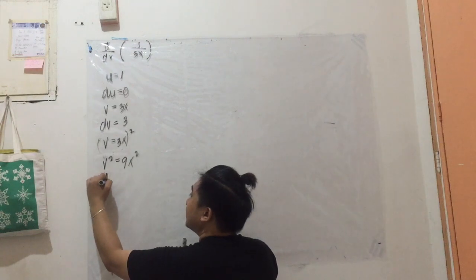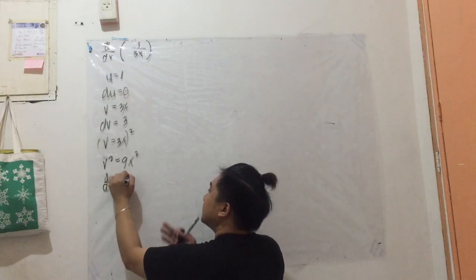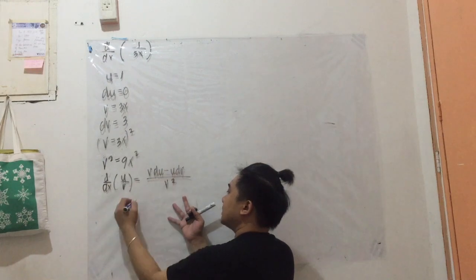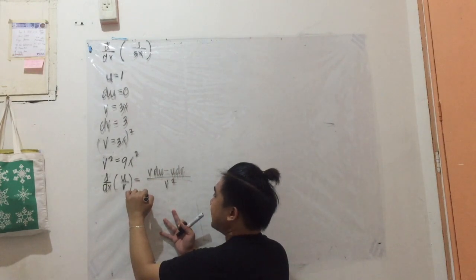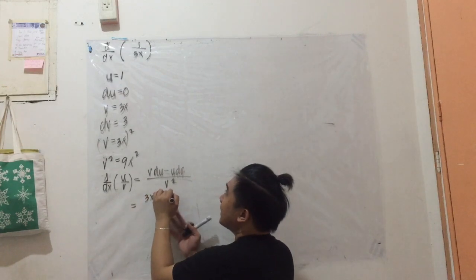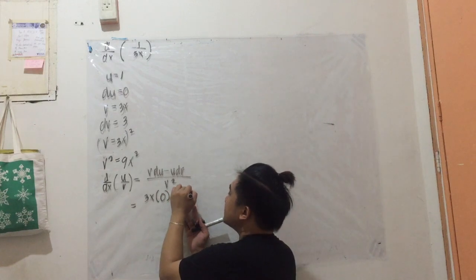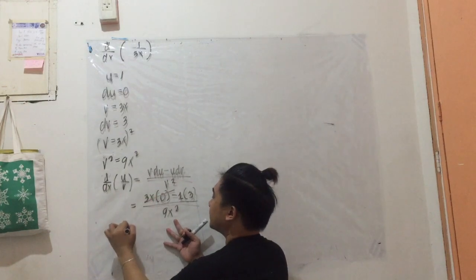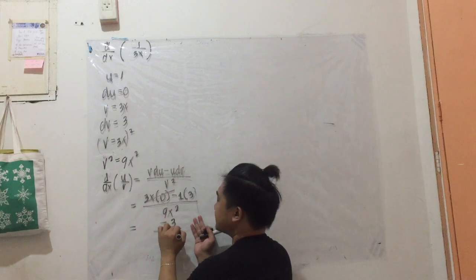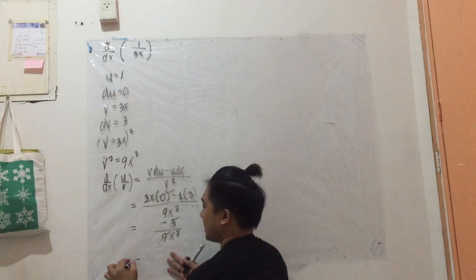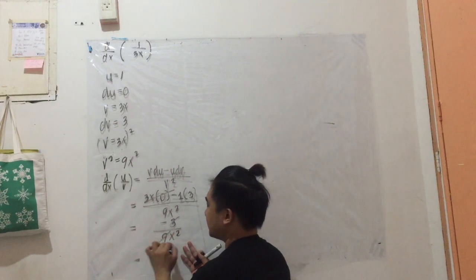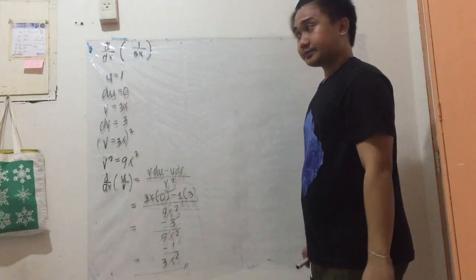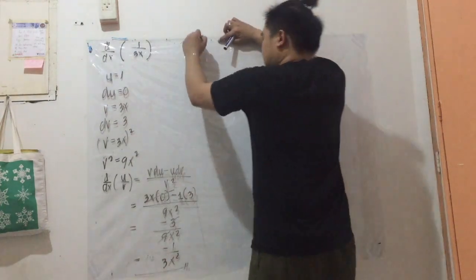Alin po ba yung formula? Na kung may derivative ka ng quotient, equals lang yan sa v du minus u dv all over v squared. So, ang v ko is 3x du, which is 0, minus u, which is 1, times dv, which is 3, all over v squared, which is 9x squared. Malinaw, 0 na po ito. So, negative 3 all over 9x squared. Cancel lang. Simplify lang. Negative 3 over 9 is negative 1/3 x squared. At yan na po ang ating sagot. Okay?